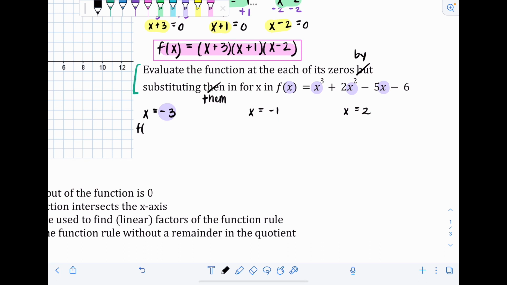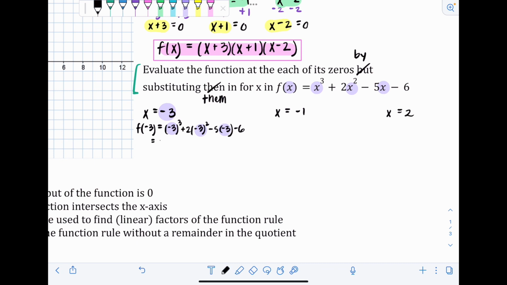So it'd be f of -3 equals -3 to the third power plus 2 times -3 squared minus 5 times -3. I still don't leave myself enough space, really. And then minus 6. I'm going to just bump these over a little bit. And then now we'll just go ahead and simplify with those x equals -3's in there.